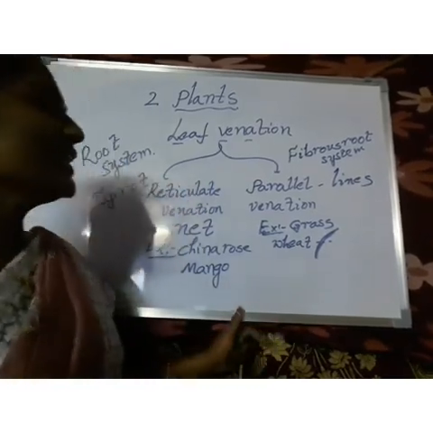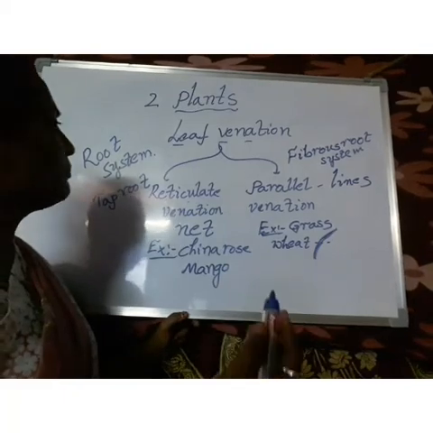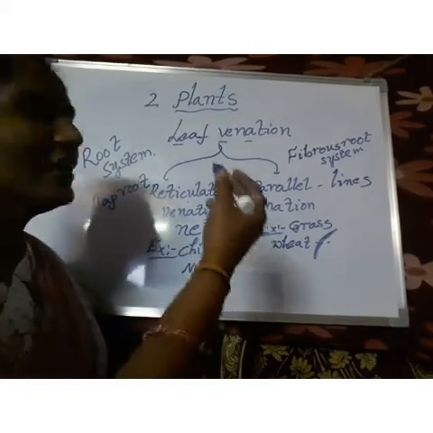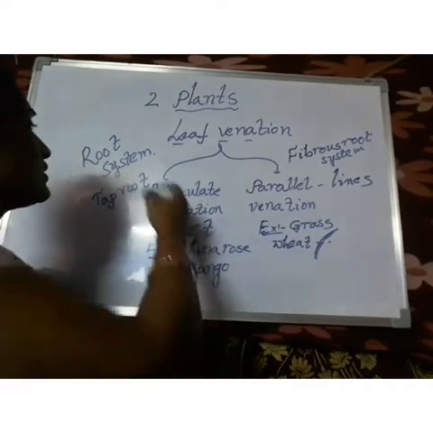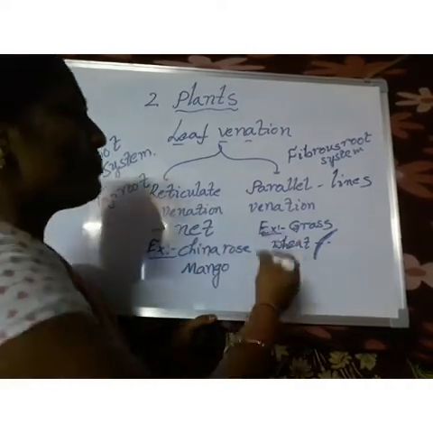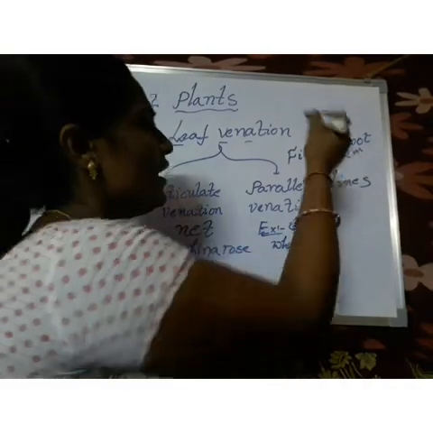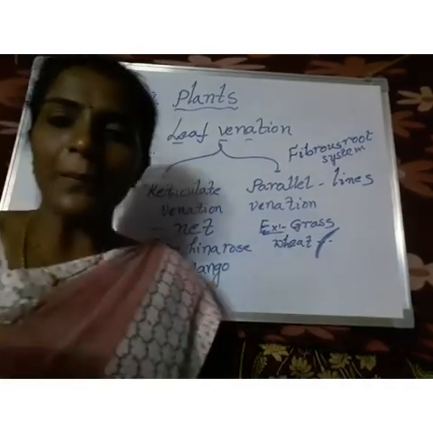Okay children, see, there is a relationship between the root system and leaf venation. Reticulate venation comes with the taproot system and parallel venation comes under the fibrous root system.